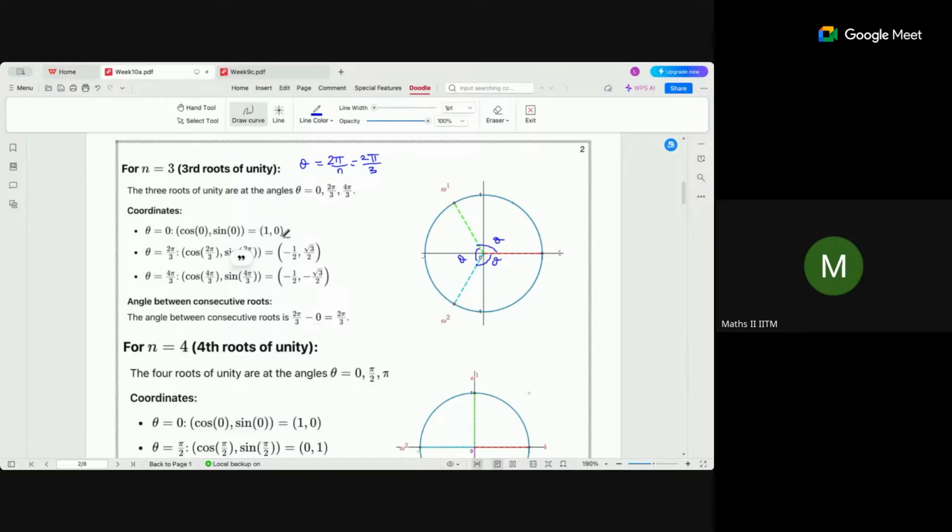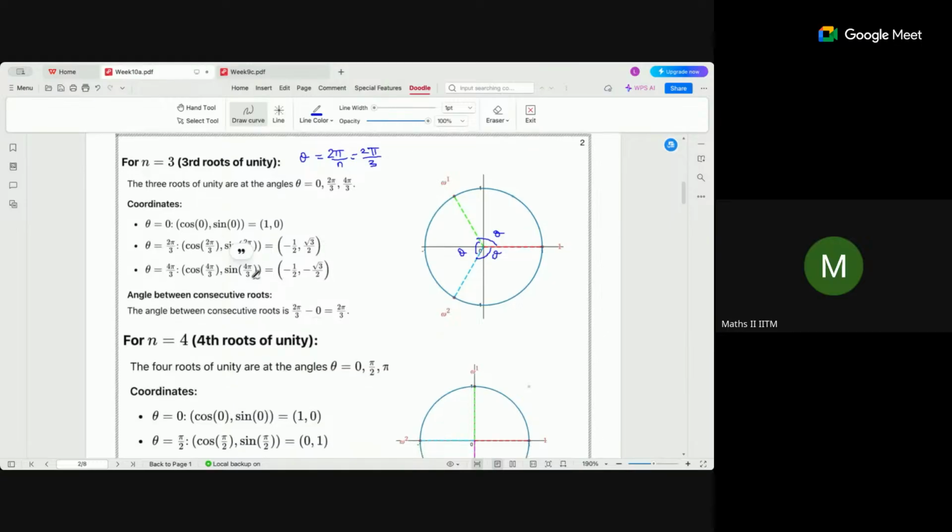So it is cos 0, sin 0, and here, it should be sine 2 pi by 3. Okay, sine 2 pi by 3. So this is your second root, and then your third root is cos 4 pi by 3, sine 4 pi by 3. So these are the points here.